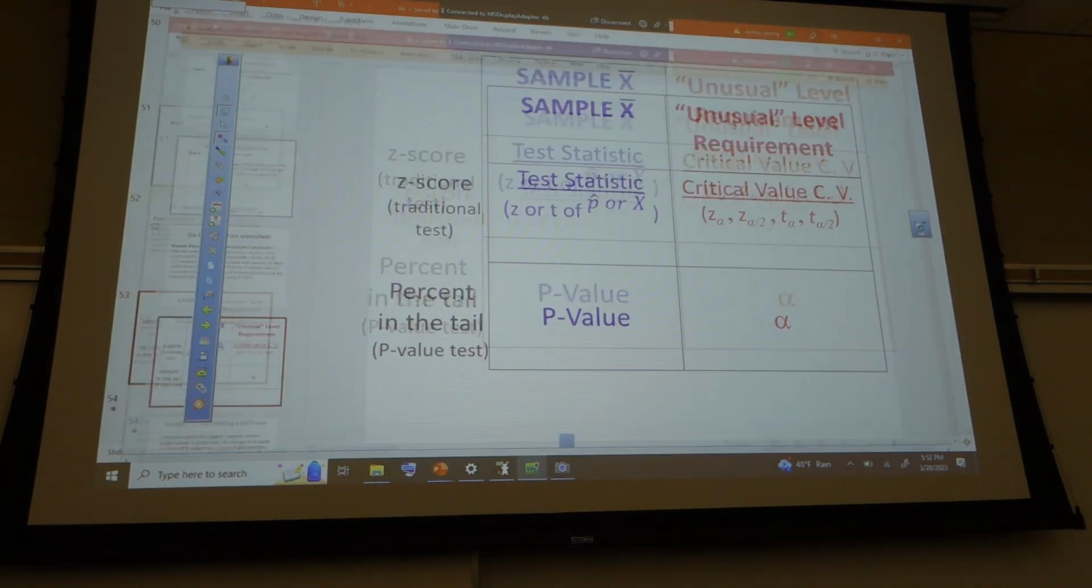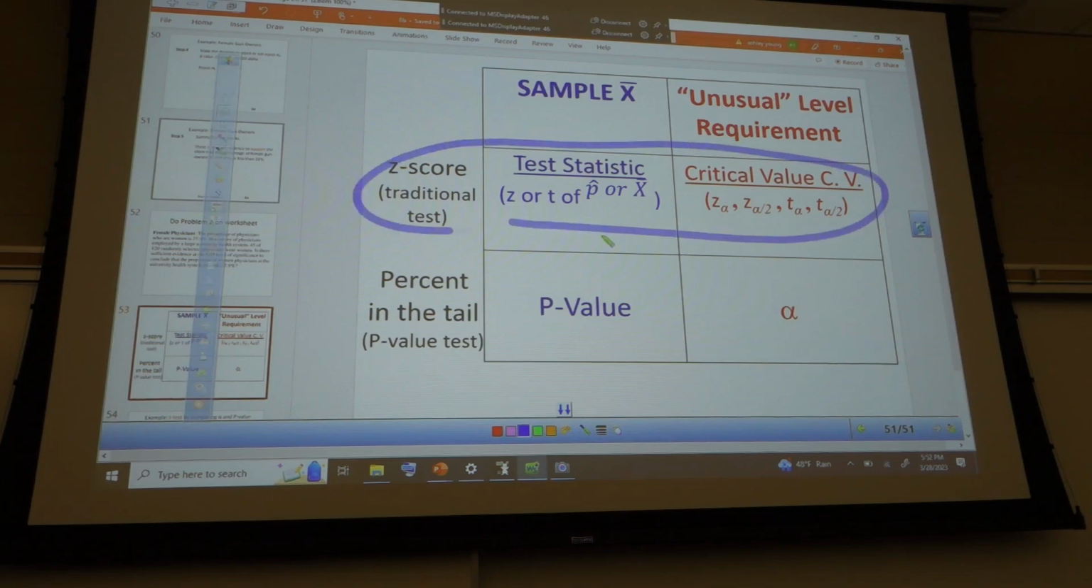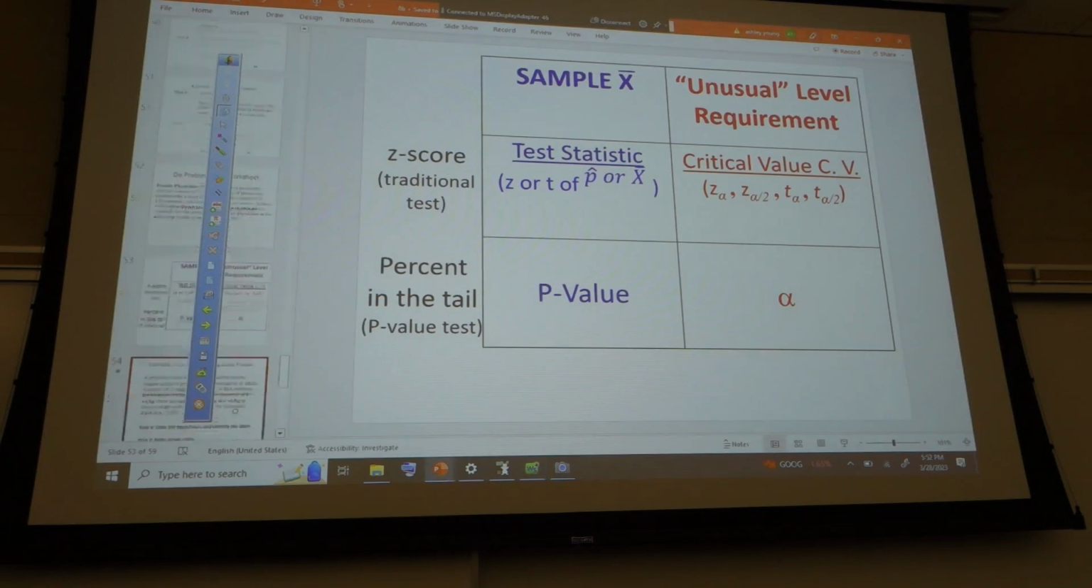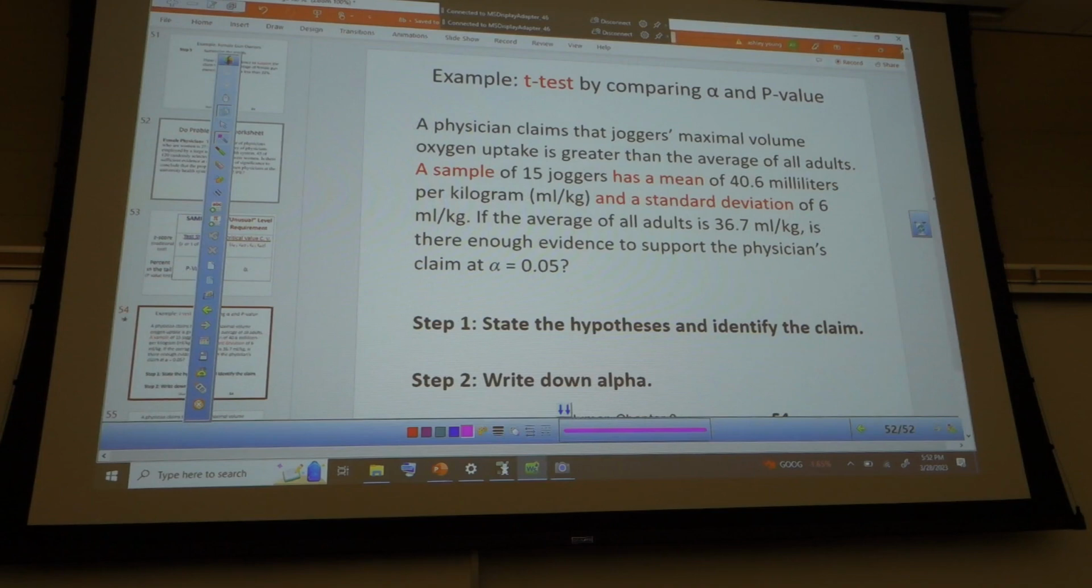So what we're doing this whole time: the traditional method compares z-scores, so it compares the test statistic to the critical values. And what we're doing here is really what most people do nowadays, which is comparing p-values to alpha. All right, so we're going to do another one. We're going to do a t-test now.